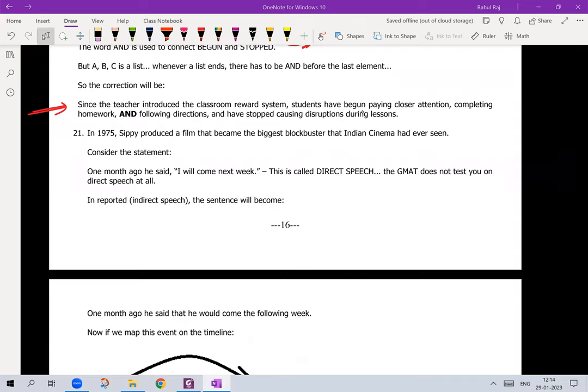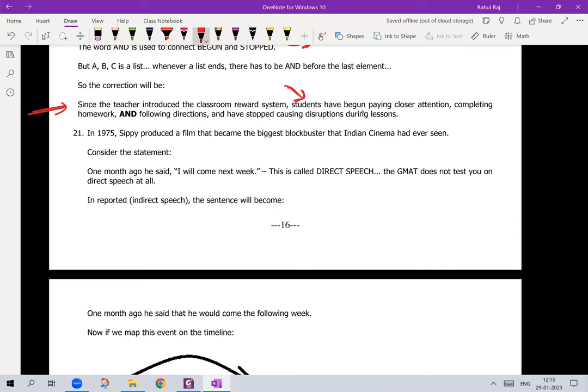Oh, sorry. It said students, I can't find that students question. Right, correct. So they are completing homework and following directions. You're saying that these are two independent clauses? Are they related?